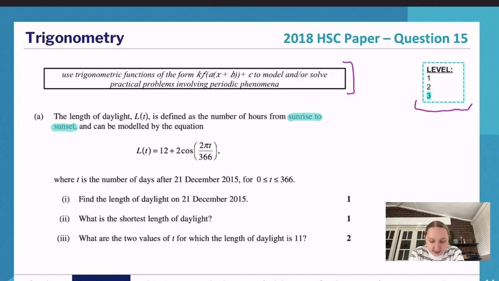Okay, so the length of daylight, which is the function L(t), is defined as the number of hours from sunrise to sunset and can be modelled by the equation L(t) = 12 + 2cos(2πt/366), where t is the number of days after the 21st of December 2015, for 0 ≤ t ≤ 366. I'm just going to give you a second to read that again to yourselves.